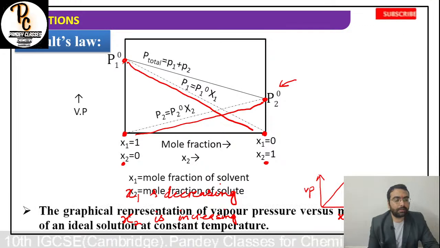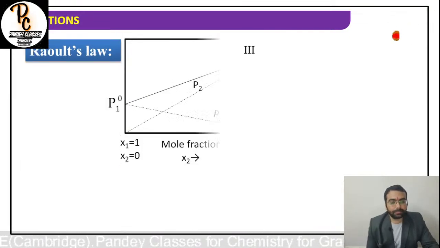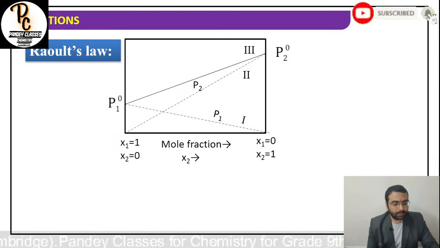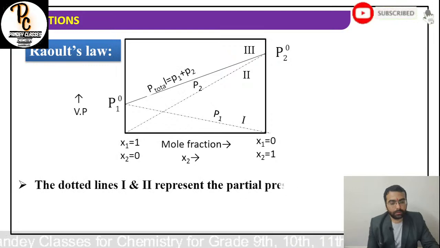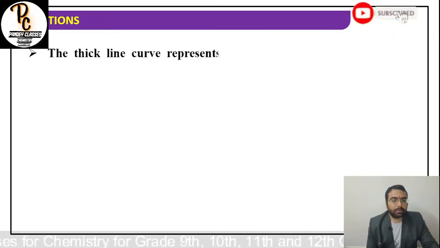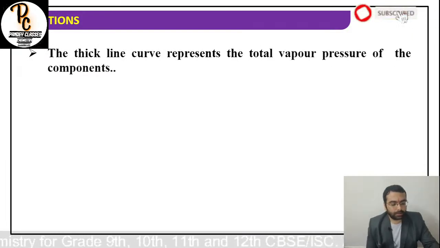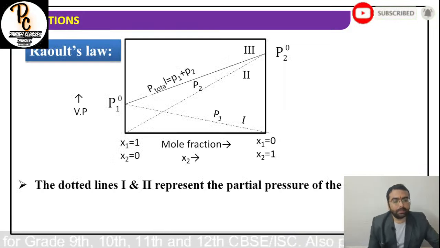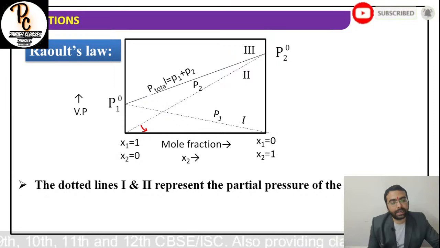So this is a graphical representation of vapor pressure versus mole fraction of an ideal solution. The thick line curve represents the total vapor pressure of the component. This dotted line is representing what? This dotted line represents an individual component.